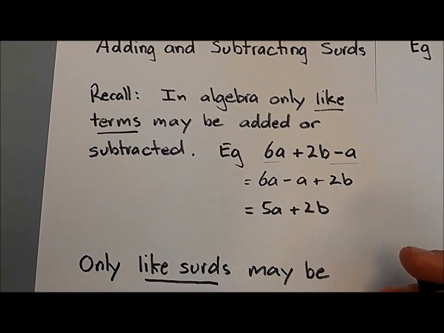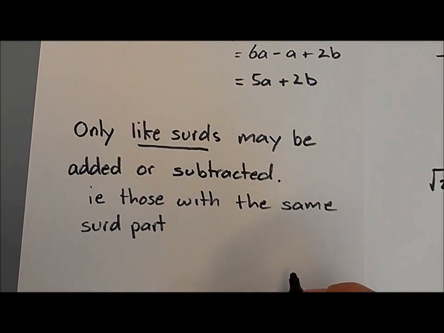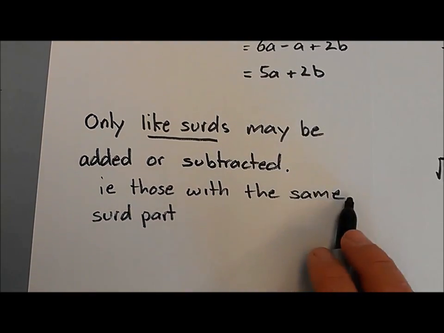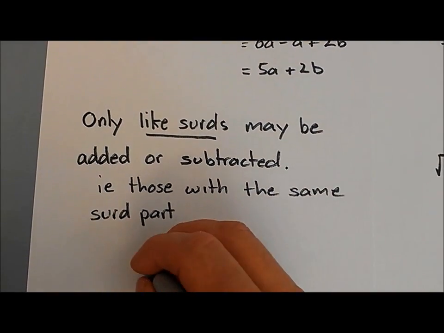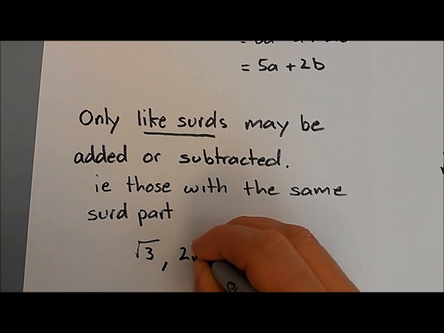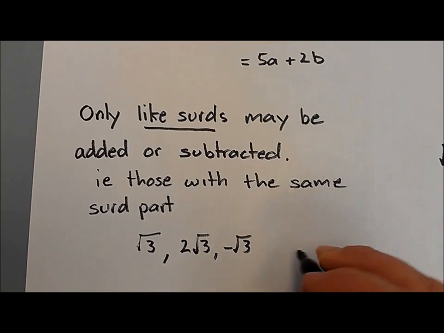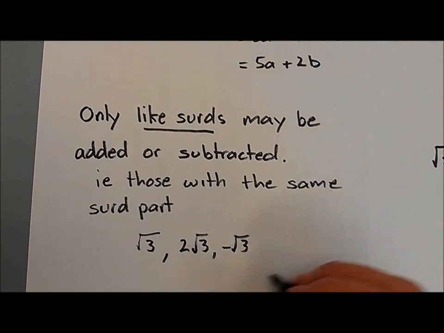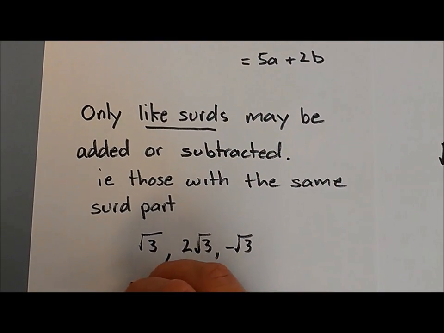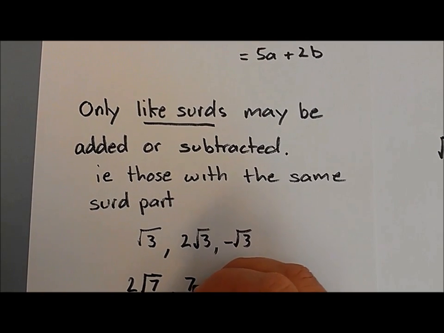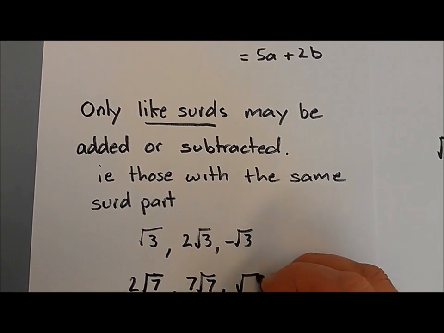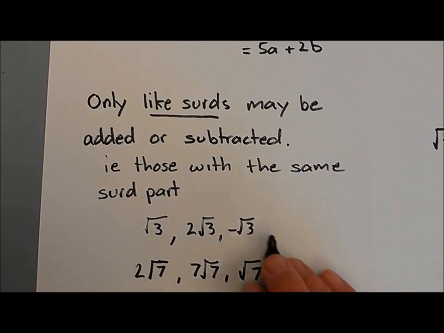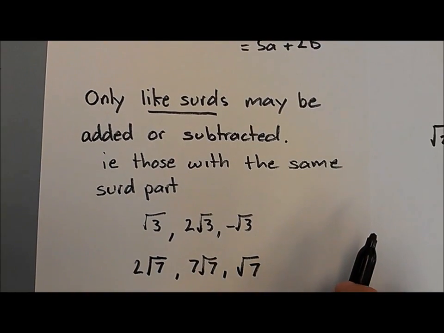Now the same rule applies with surds. We can only add and subtract like surds. Now like surds are those with the same surd part. So for instance, if I have the square root of 3, 2 square root of 3, negative root 3, they've got the same surd part. They're like surds. So another set of like surds, different to this set, 2 root 7, 7 root 7, root 7. Again, they've got the same surd part. So they're like surds, and they're the only ones we can operate on by adding and subtracting.